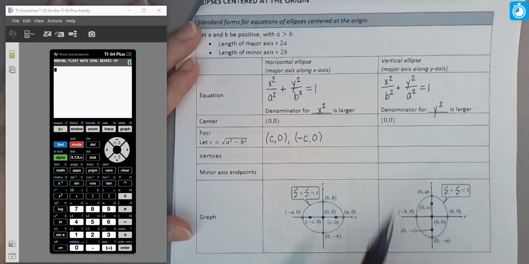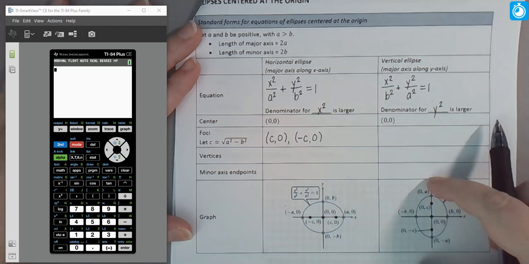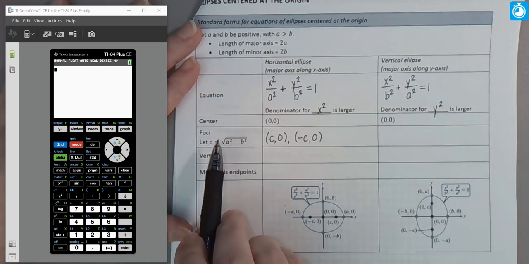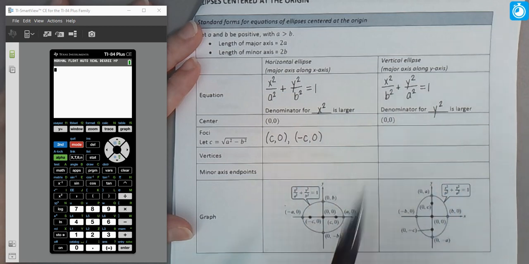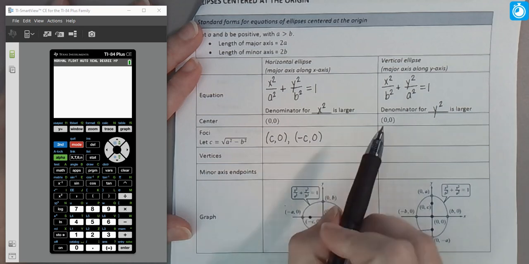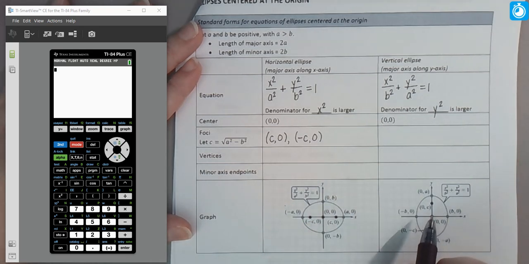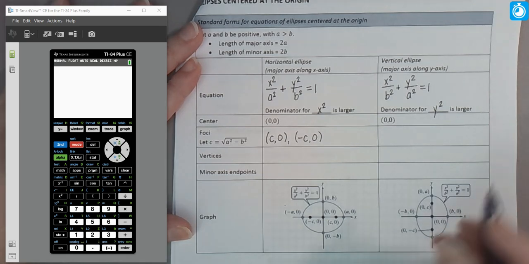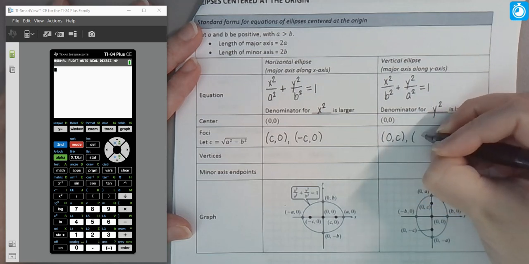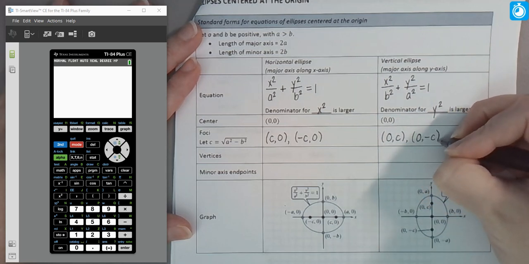Now, if we have a vertical ellipse, that means elongation is vertical. It means our major axis is vertical. It means the foci and the vertices are going to be distributed vertically. So c is defined in the same way. We find it using different denominators in this case. But in this case, in order to get to our foci, we transition vertically, either up or down from our center. So the x value for our center is going to remain constant, and then we're going to add on c and subtract c from the y value. So the coordinates for the foci will be 0, c, and 0, negative c.